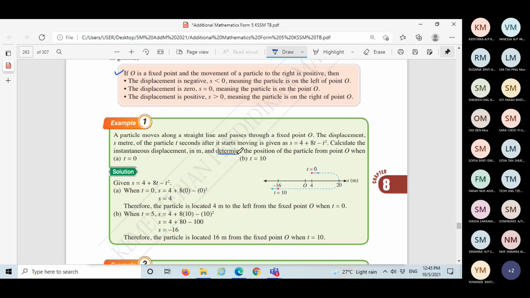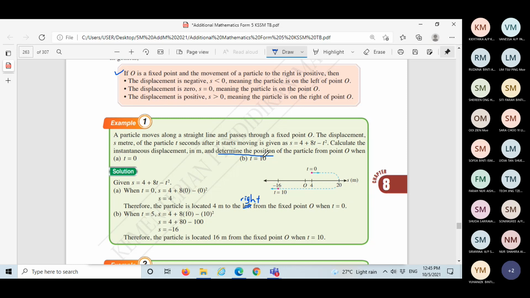After that you got to determine the position of the particle from the point O. If s is 4, positive means on the right-hand side of the fixed point O. Your textbook has a mistake here. The particle is located 4 meters to the right from the fixed point O when t is 0. This is part A.